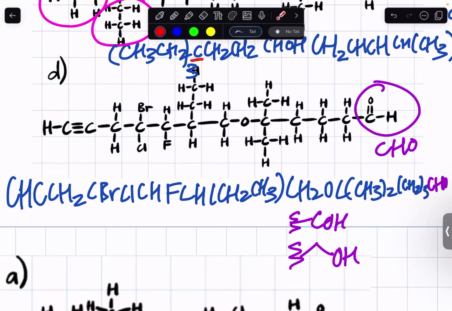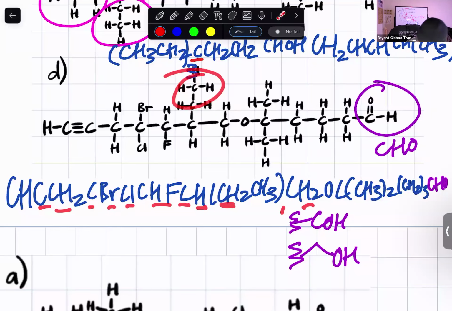Now CH, CH2, CBr, Cl, CHF, CH, CH2, CH3. That's a branch. Parentheses. That's good. CH2, O. Yes. C. And then the two methyl group branches. Parentheses. CH3, 2. And then CH.